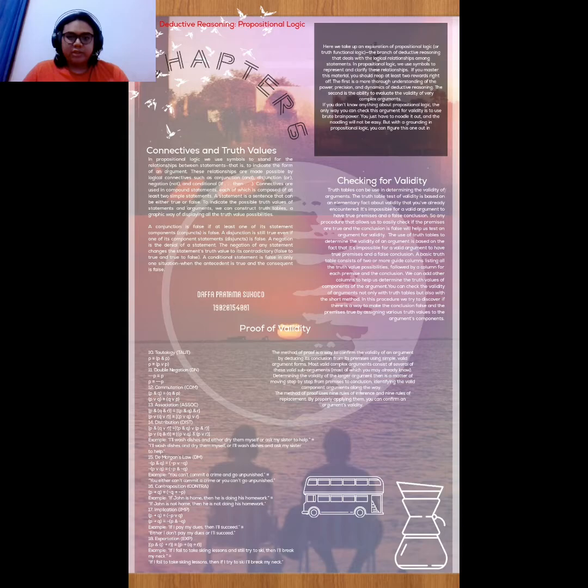Here we take up an exploration of propositional logic, or truth-functional logic, the branch of deductive reasoning that deals with the logical relationship among statements. In propositional logic, we use symbols to represent and clarify this relationship. If you master this material, you should reap at least two rewards right off. The first is a more thorough understanding of the power, precision, and dynamics of deductive reasoning. The second is the ability to evaluate the validity of very complex arguments.